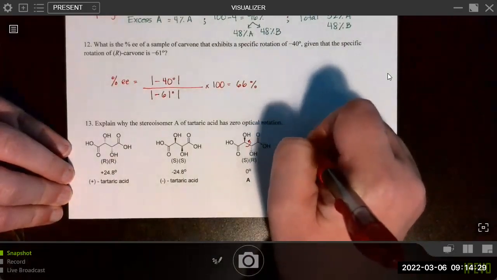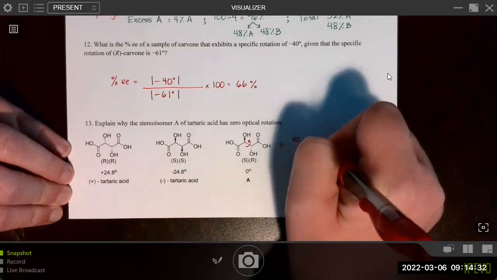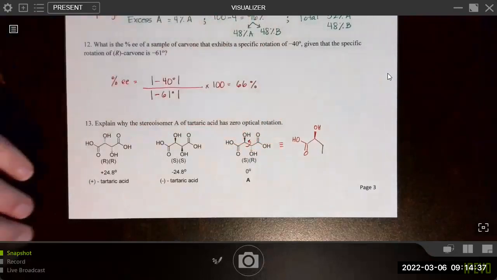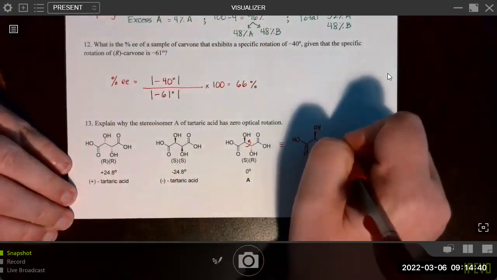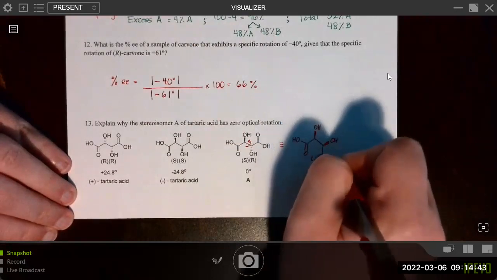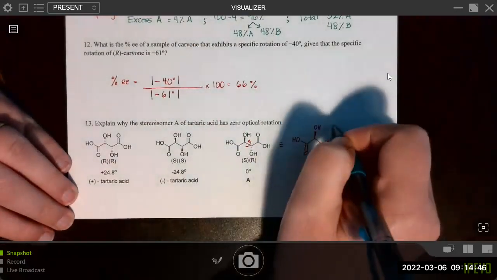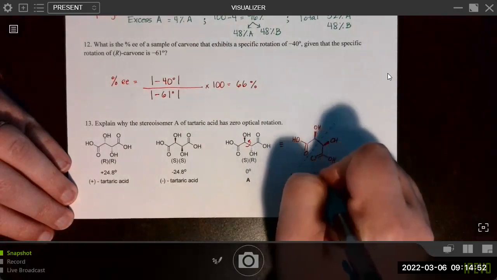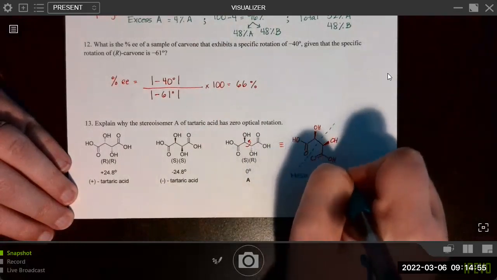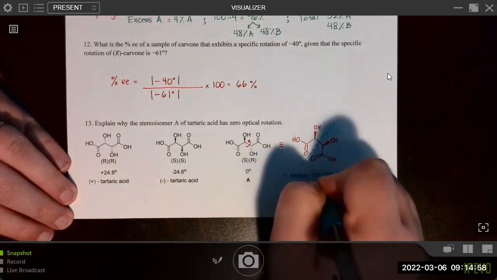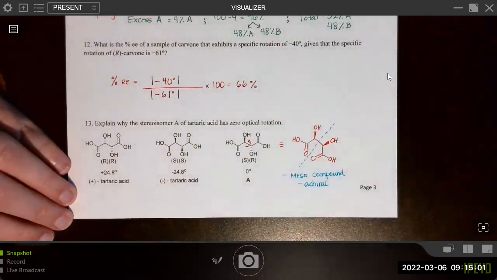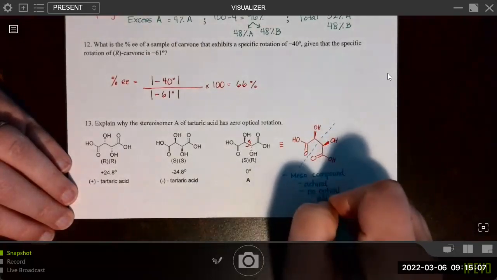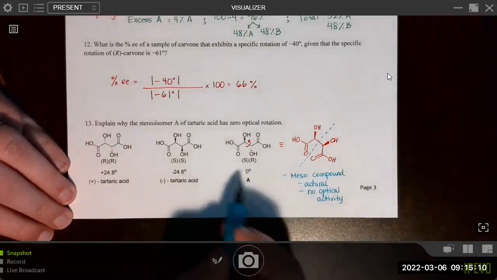So we can view it. Remember, if I take this and I flip it over, what's going back is now coming out at me. And now I can see there's an internal symmetry. So this is a meso compound, which means it's achiral, right? And it's expected to have no optical activity, which explains why it is measured at 0 degrees.